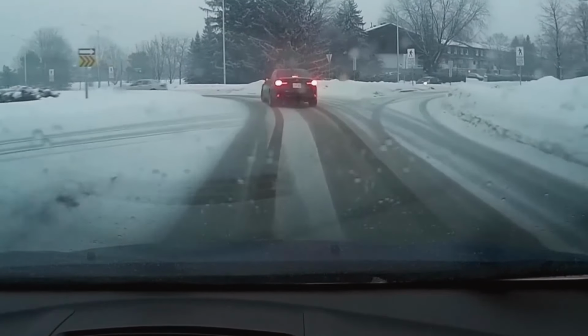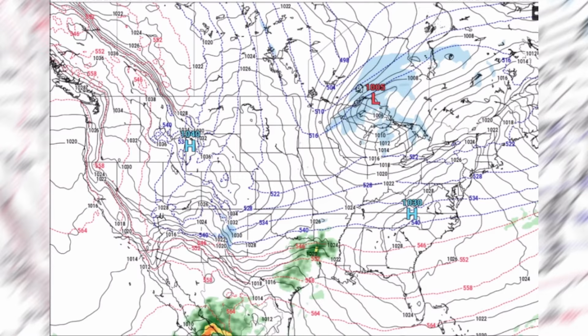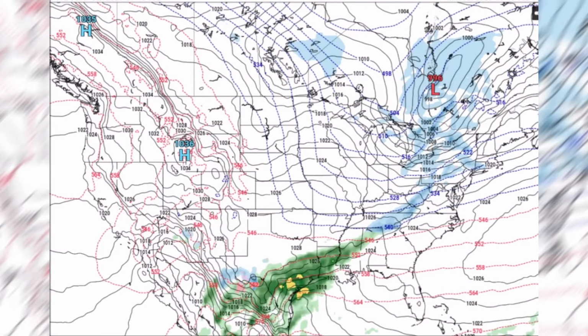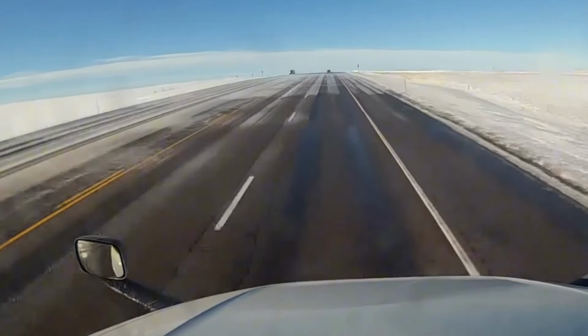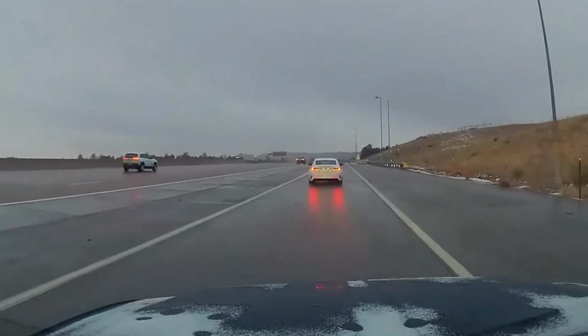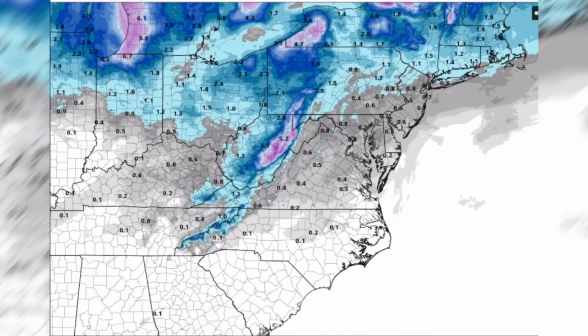Lake effect snow is likely for typical snowbelt zones. Northwest flow Wednesday through Friday supports this. Expect accumulating snow in usual locations downwind of the Great Lakes. Updates continue as new model data arrives and the forecast picture clarifies or remains uncertain.